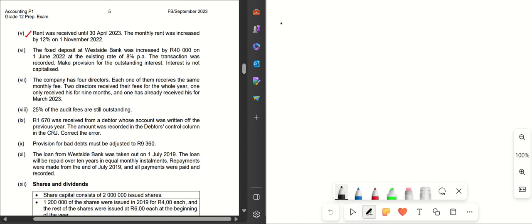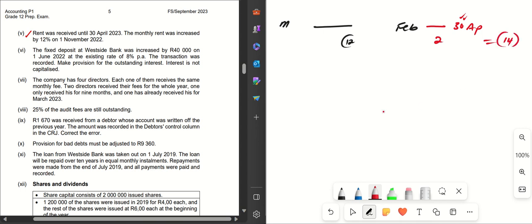This financial period begins in March and it ends in Feb. That is 12 months. But we're told we've received until April, so April goes beyond the Feb. We've received until April 30. Very important: 30 April means we count the month of April. So we're counting March, April. That is 2 more months. In total, we're going to have 14 months that we've received.